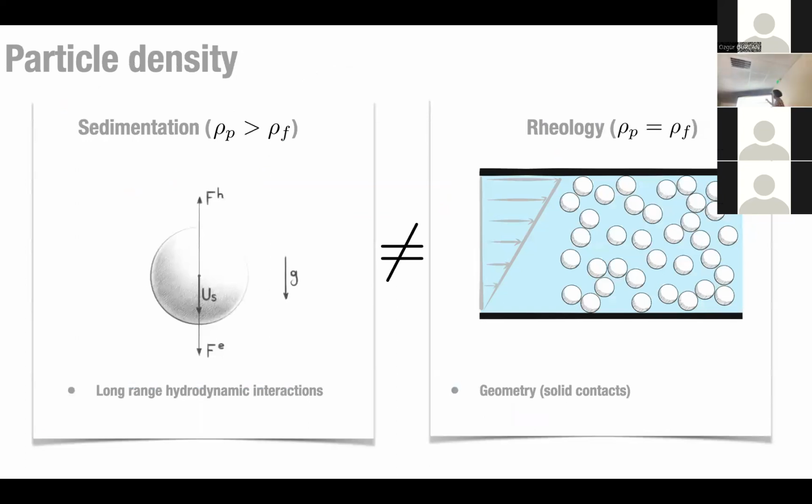Particle density, of course, distinguishes two domains. Sedimentation, where the particles are heavier than the fluid, and rheology, for neutrally buoyant particles. And what I will try to show in this introduction is that although historically these two systems have been described with the same kind of approach and tools, we now better understand that the underlying physics of these two systems is quite different.